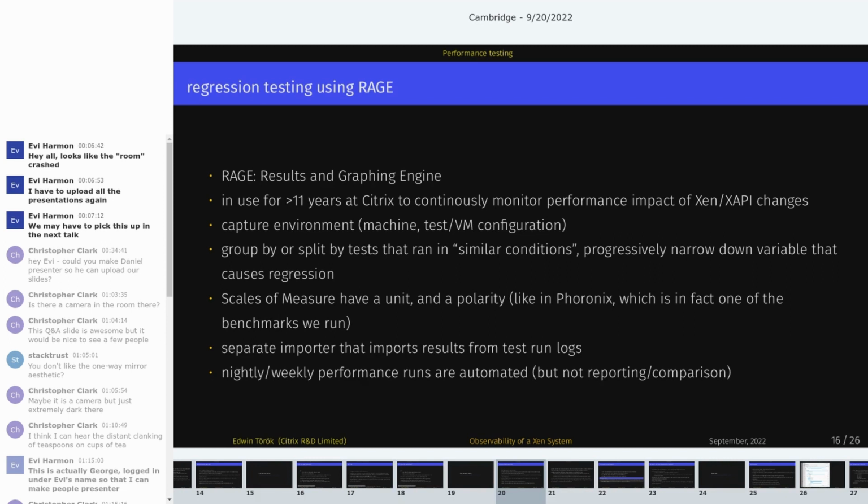So we've got this tool called RAGE, Results and Graphing Engine, that we use to do regression testing of our product. It's a very old project, and it works by first capturing the environment and configuration of everything. Then you run a test, it produces some metrics, you import them, and you can graph the results. You can also group things that have run in similar conditions, like the same guest kernel or the same Xen version.